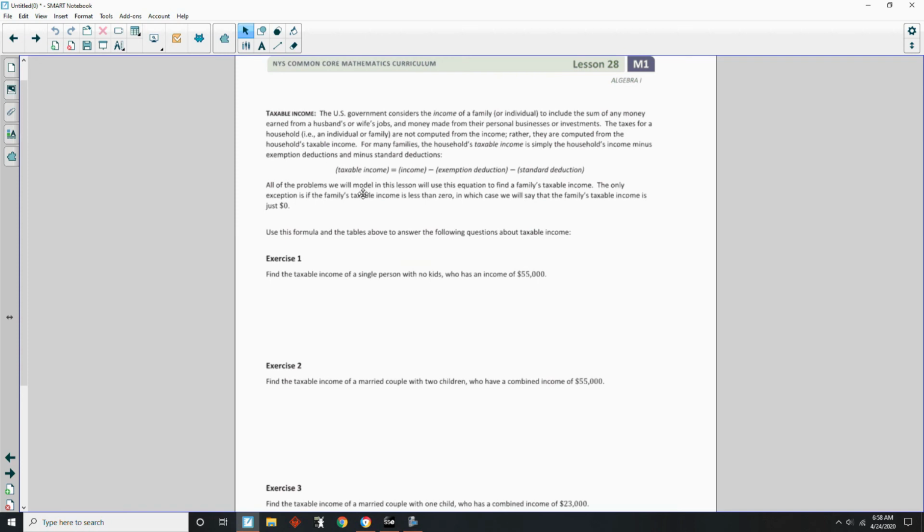Okay, so all of the problems we will model in this lesson will use the equation to find the family's taxable income. The only exception is if the family's taxable income is less than 0, in which case we will say that the family's taxable income is just 0. So use the formula and the table above to answer the following questions about taxable income. Exercise 1 says, find the taxable income of a single person with no kids. Okay, so let's stop right there.